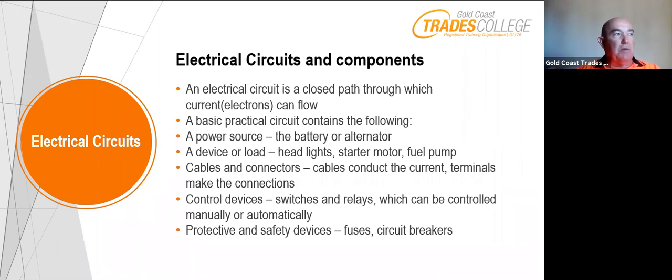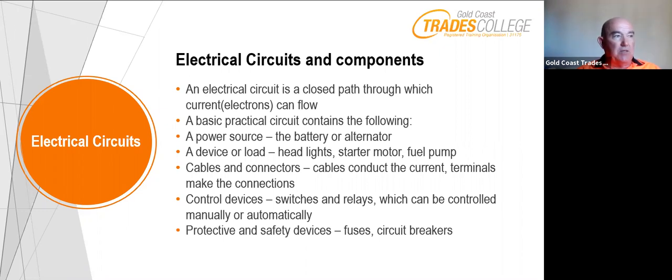Electrical circuits and components. An electrical circuit is a closed path through which current electrons flow. Okay, so talk about open and closed circuits. An open circuit is one that's got a switch in it. The switch is open or off. If you want to close it, turn the switch on and that completes the circuit.